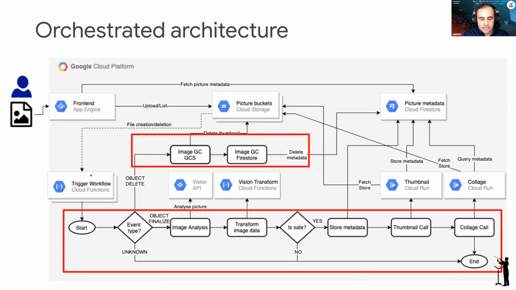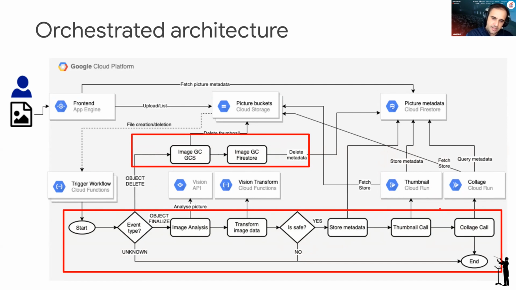But after that, instead of doing other events and getting services, getting events, we start an orchestration. In this orchestration, we check the event type. If it's an object deletion, we delete the object directly from the workflow. If it's a new object, a new image, then we do image analysis and check whether the image is safe within the workflow. Then we store the metadata again within the workflow. And then we make calls to the thumbnail service and collage service. So here we are making external calls to these services.